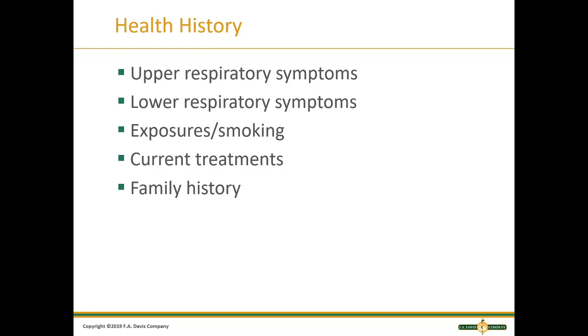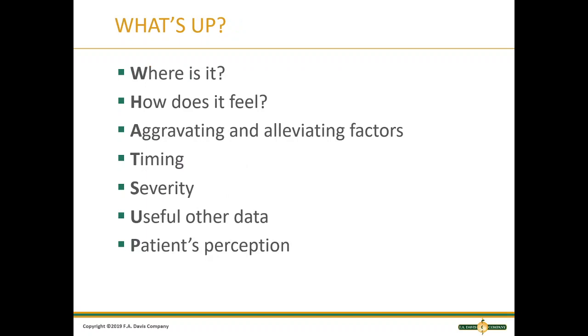Ask them about their exposures to maybe any pesticides, chemicals, and of course smoking, number one offender. If yes, how many years? If they've quit, how many years ago did they quit? Those different things. Are they on any kind of breathing treatments? Maybe they're on a ventilator, things like that. And family history: asthma, emphysema, lung cancers, anything like that. Okay, this is a good acronym. What's up?